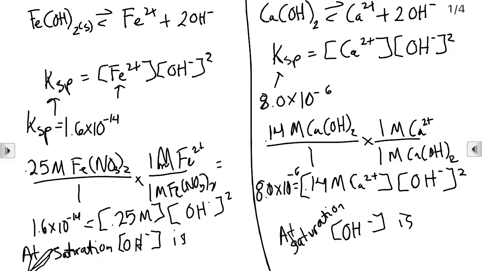So anyway, over here, if I take 1.6 times 10 to the negative 14, and divide it by 0.25, and then take the square root of that answer, I get, I'm going to write this number out for dramatic purposes, okay? Push all of your faces. Okay, that is not the answer to my problem.